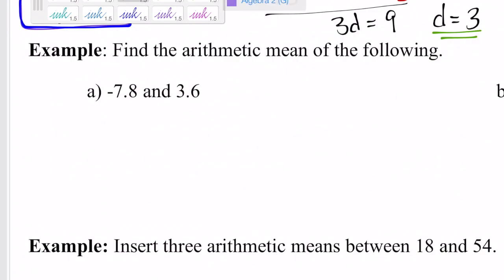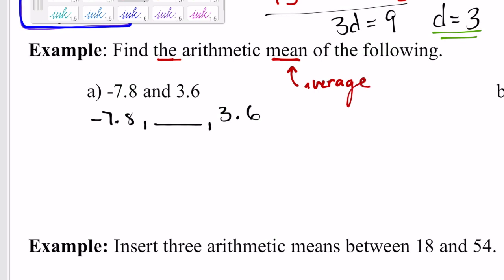All right, so our next example, they want us to find the arithmetic mean between the following. So that means we have negative 7.8. We're trying to find the number that's in between that and 3.6. So we know that they're adding by the same number to get there. Also, we could think of mean as being average. So we're basically trying to find the average between these two, which means we can add, so negative 7.8 plus 3.6 and divide by 2. This ends up getting us negative 2.1.